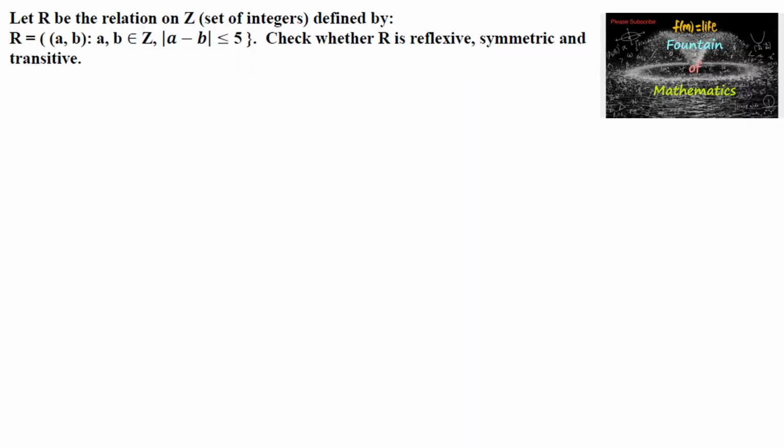Let R be the relation on the set of integers Z defined by R equals (a, b) such that a and b belong to Z and mod of a minus b is less than or equal to 5. The difference between any two numbers is always less than or equal to 5. And we need to check whether this relation is reflexive, symmetric and transitive.